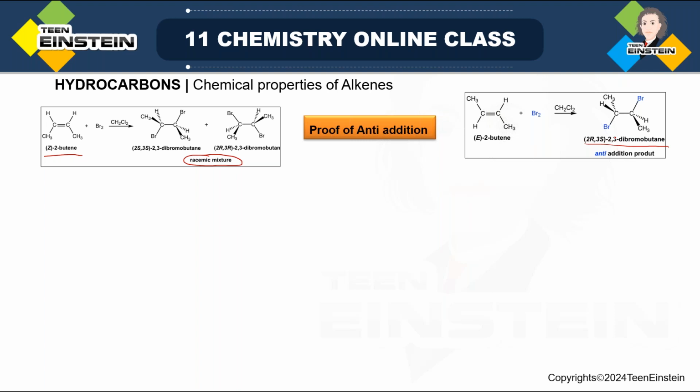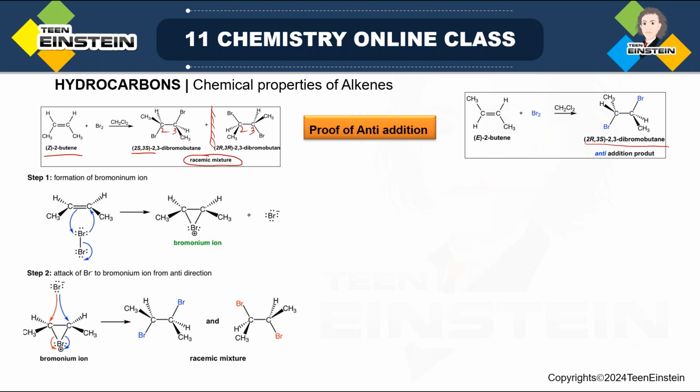Now, how can we say that this anti-addition is giving only this type of product? When you start from cis, you get a racemic mixture of two products. Now look at the two products, 2S,3S. If I am writing 2 and 3 here, its enantiomer will be RR. So if 2S,3S is the nomenclature of one product, the other product will be 2R,3R. If you place a mirror here, you will see these two are mirror images of each other. So this is a racemic mixture.